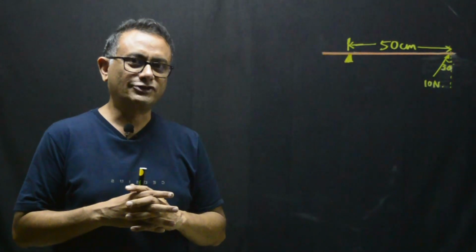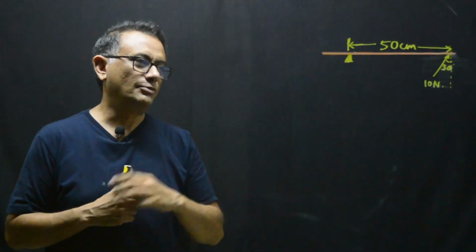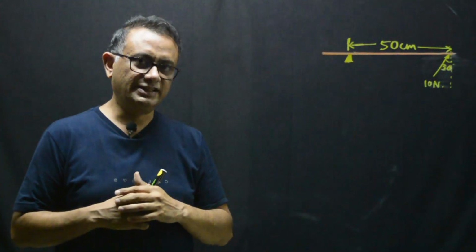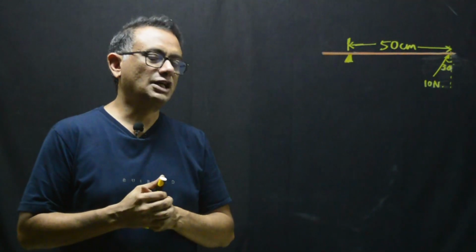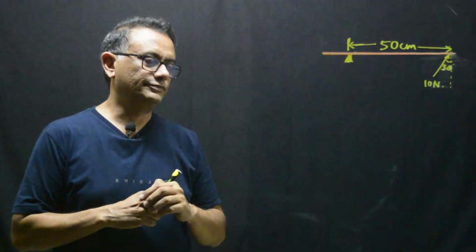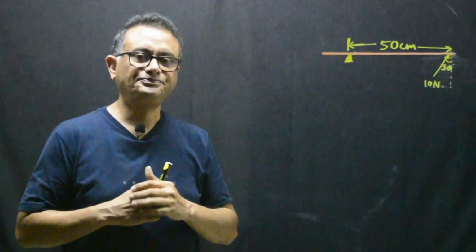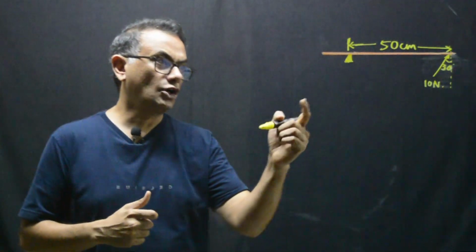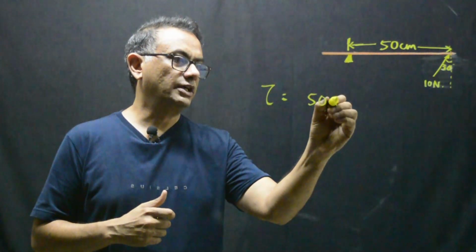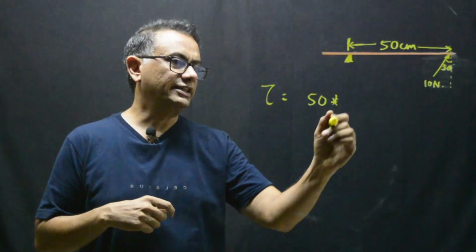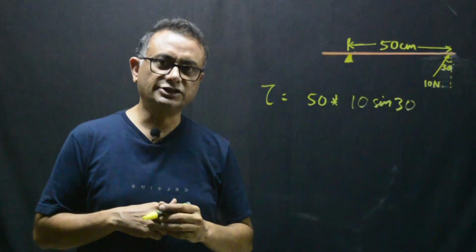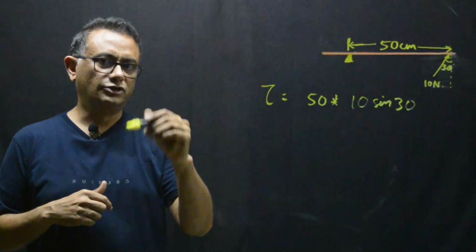So let's reiterate what we've learned by working on this simple problem. We have a force given, 10 Newton, and we have been specified the angle. We have to find the torque, or moment of force, because of that 10 Newton force. How do we do it? If you say torque is going to be equal to 50 multiplied by 10 sine 30, do you think your answer is going to be correct? The answer is going to be wrong.